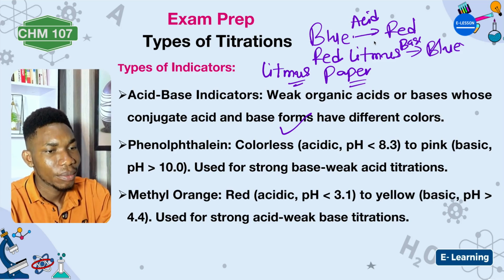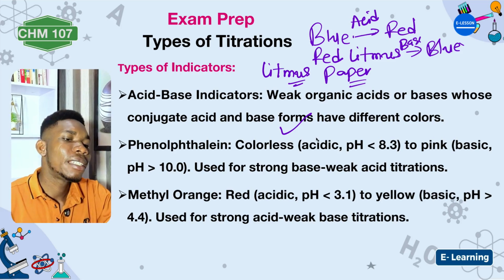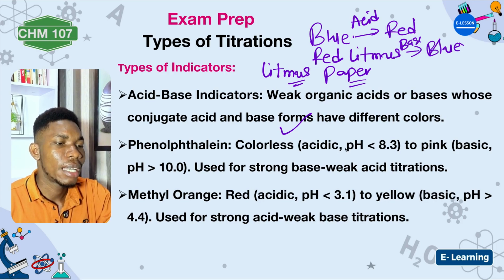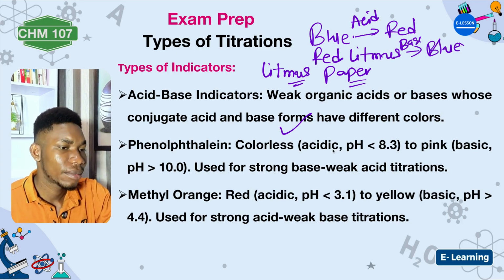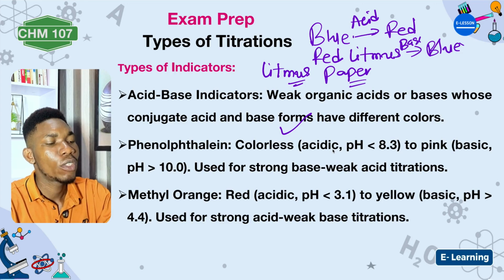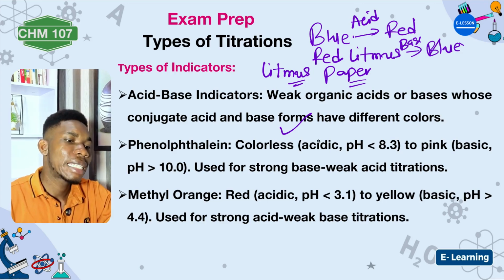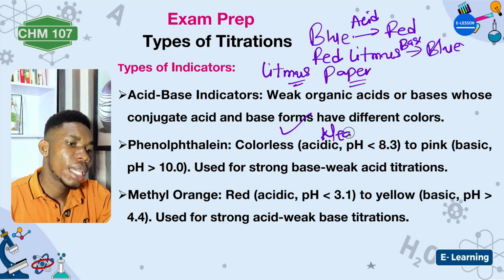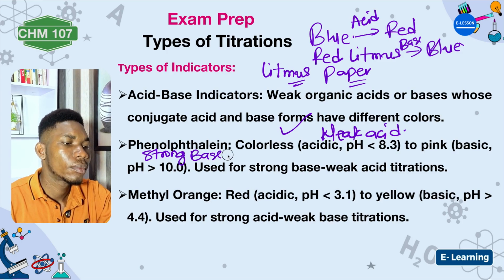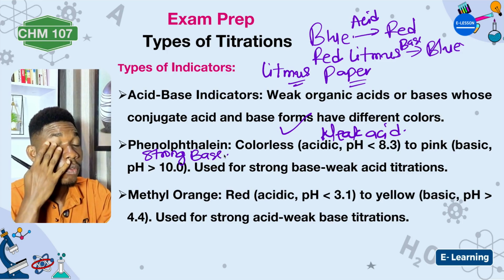Others are phenolphthalein. Phenolphthalein is used for pH less than 8.3. Are you getting it now? For weak acid and a strong base, that is what phenolphthalein is used for. For weak acid, just note, weak acid and a strong base. That's what phenolphthalein is used for.